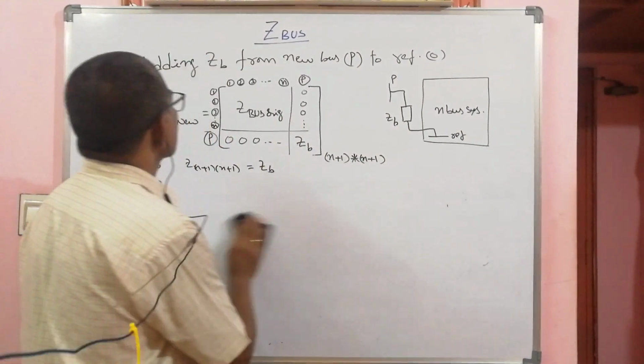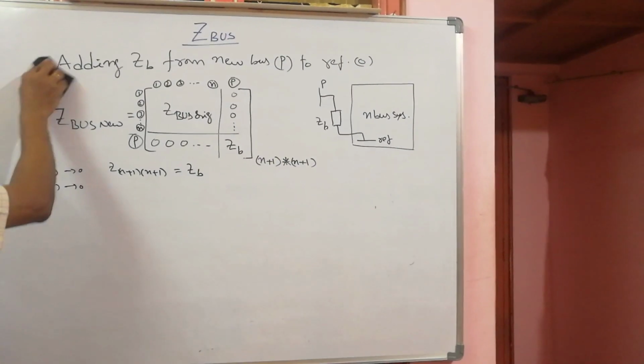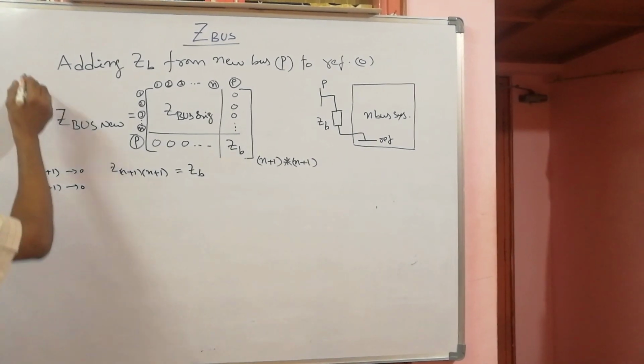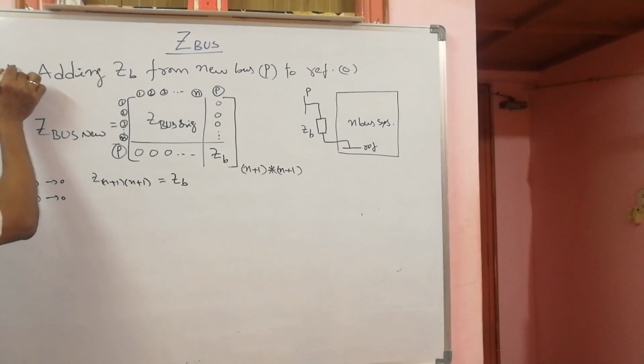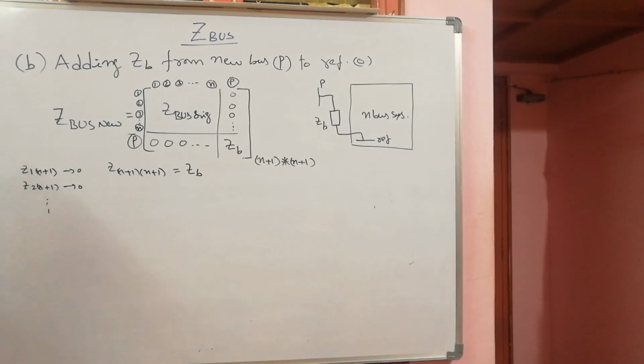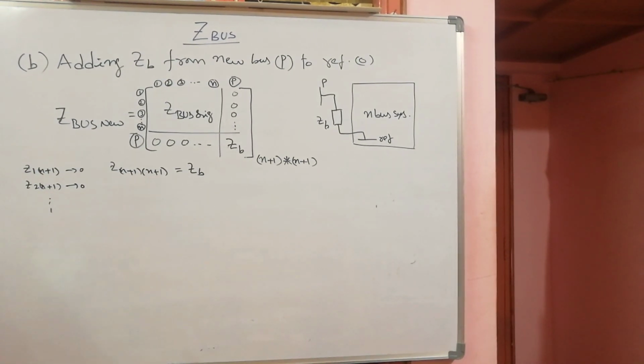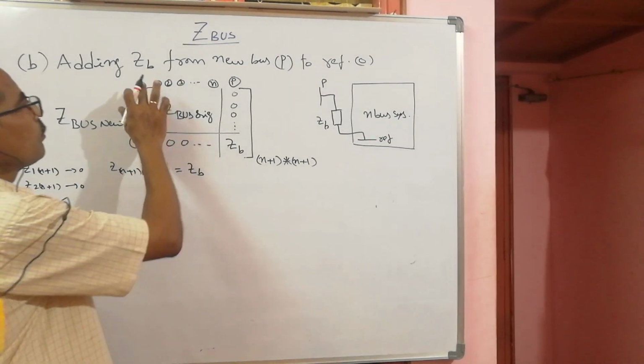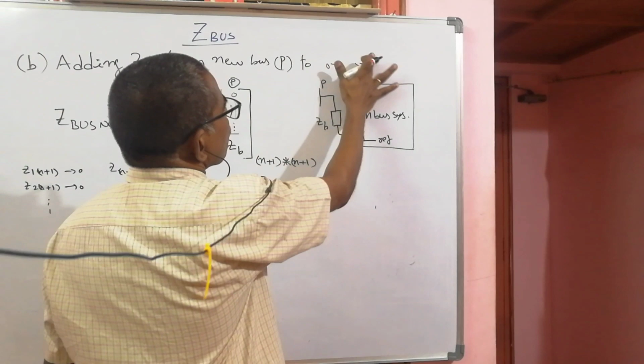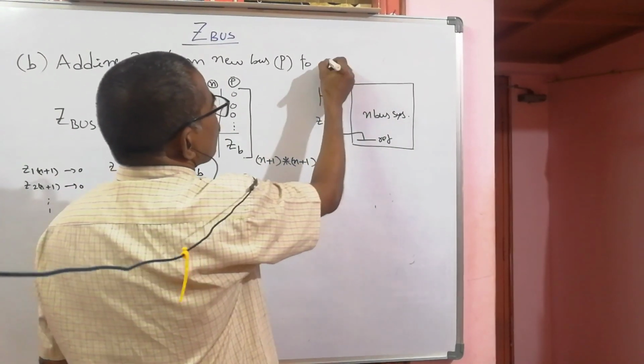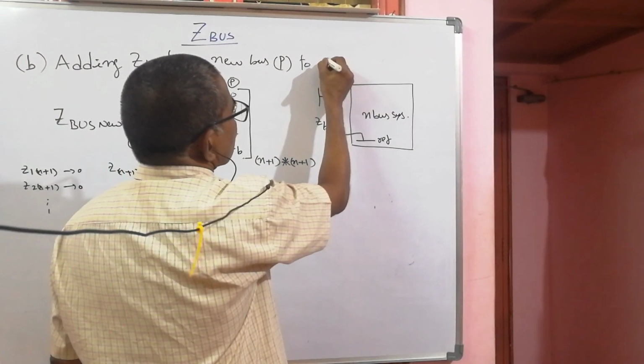Then second case, case B. What is case B? Adding ZB from new bus P to existing bus Q. Old or existing bus.